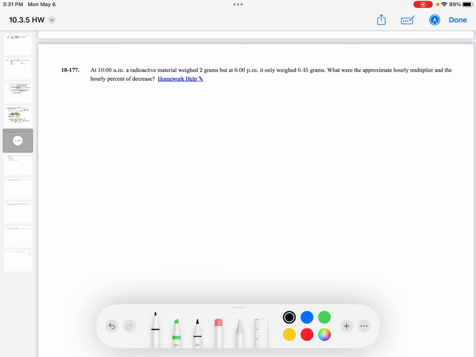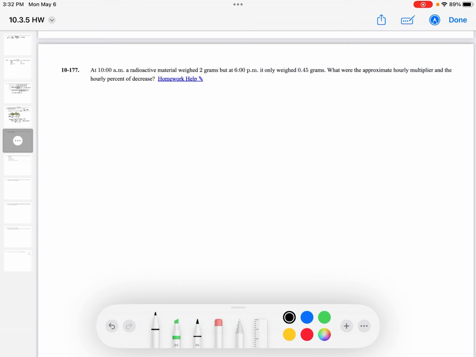Okay, in section 10.3.5, review and preview problems, 177. At 10 a.m., a radioactive material weighed 2 grams, but at 6 p.m. it only weighed 0.45 grams. What were the approximate hourly multiplier and the hourly percent of decrease?